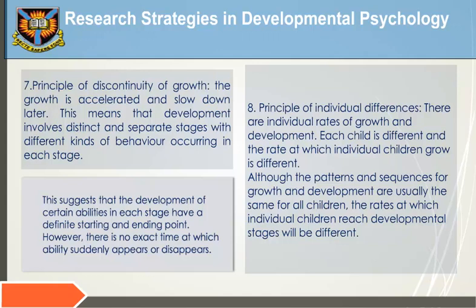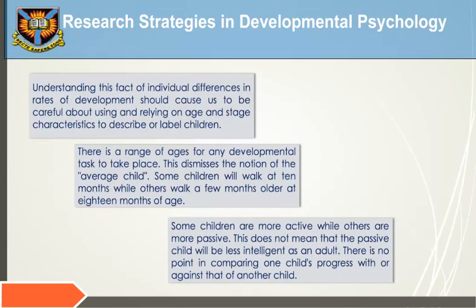8. Principle of individual differences. There are individual rates of growth and development. Each child is different, and the rate at which individual children grow is different. Although the patterns and sequences for growth and development are usually the same for all children, the rates at which individual children reach developmental stages will be different. Understanding this fact of individual differences in rates of development should cause us to be careful about using and relying on age and stage characteristics to describe or label children.